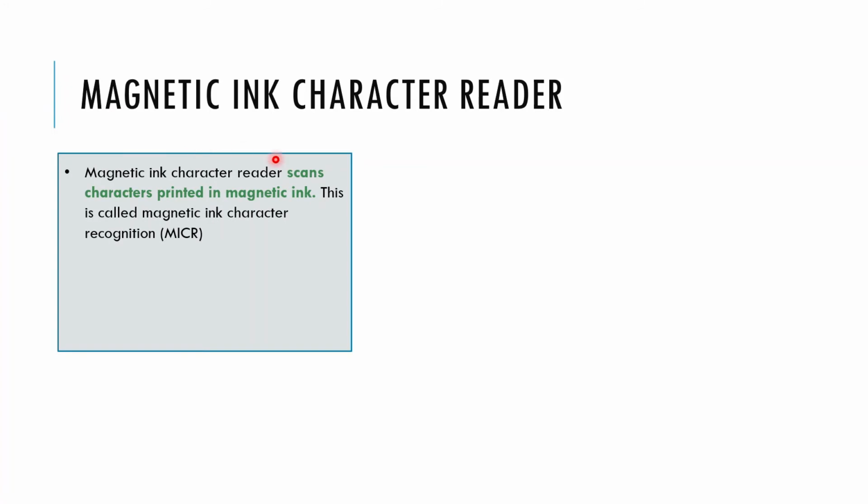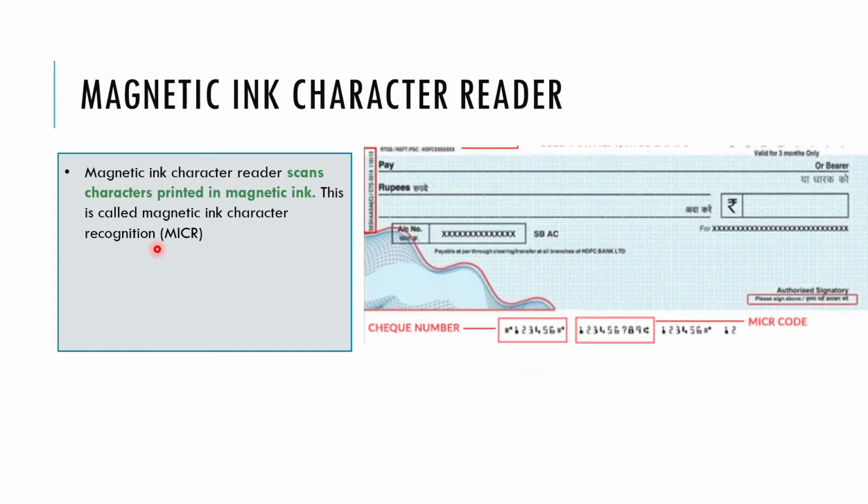Magnetic ink character reader scans those characters printed in the magnetic ink, and this is called magnetic ink character recognition. And it is mainly used by the banking industry to streamline the processing and clearance of checks. This is because the magnetic characters are difficult to forge, making them ideal for identifying the checks. Checks usually have the check number and the MICR code.